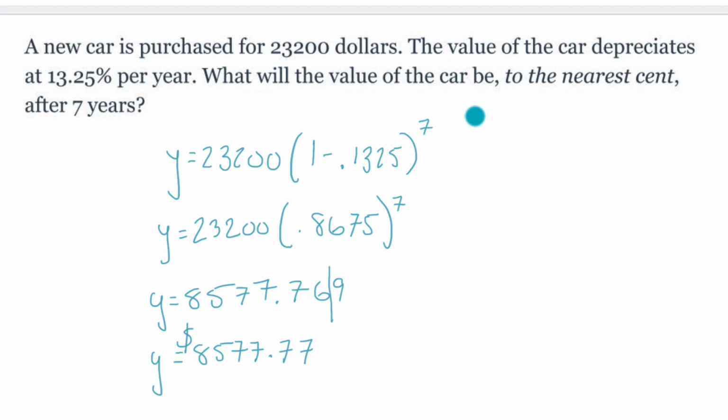Remember, decay is going down, something is decreasing. Growth is increasing, it is obviously going up. So whenever you see a growth factor less than 1, that's decay. Growth factor greater than 1, that is growth.